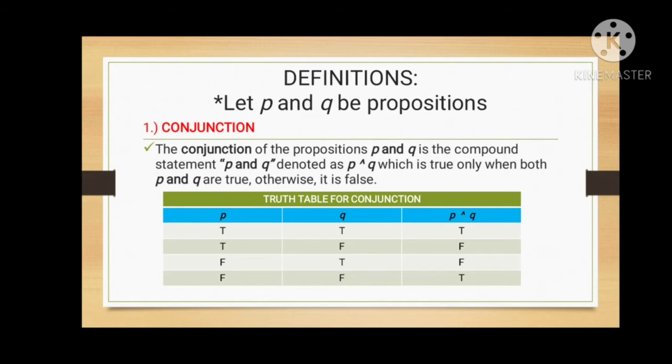So definitions. Let P and Q be the propositions. As I said earlier, the letters P and Q are the most common representatives of propositions. So number one, we have the conjunction.